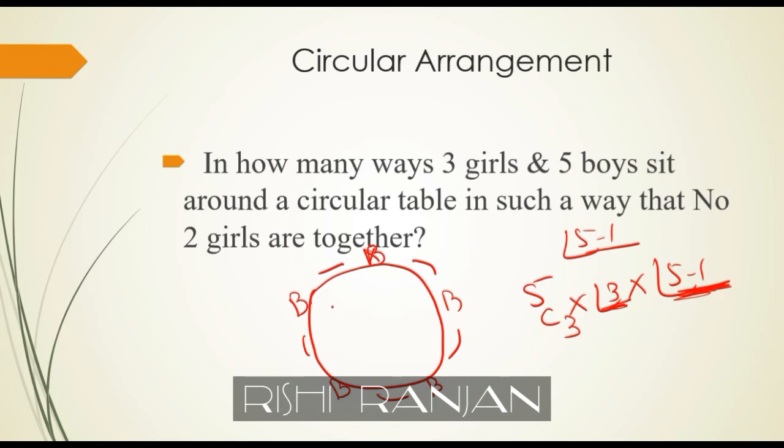Whichever group comes first on the table, for them it is factorial n minus 1, and for the second group it is factorial n only. So 5C3 into factorial 3 into factorial 5 minus 1.